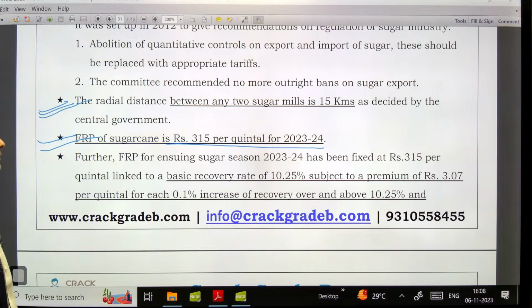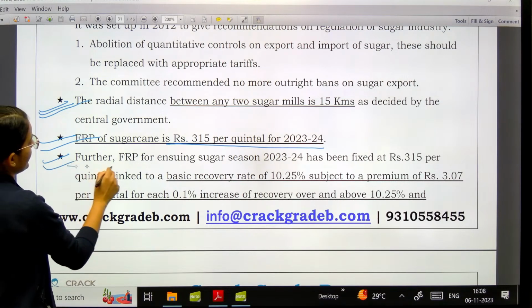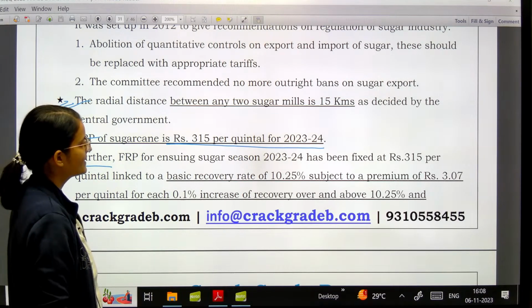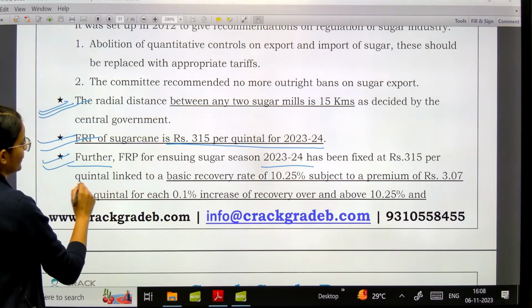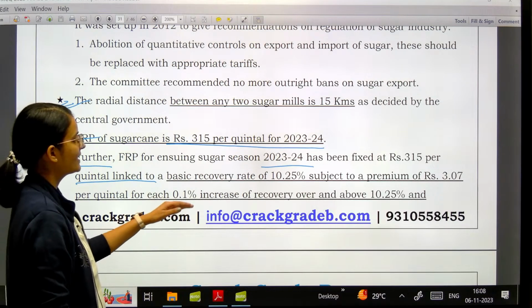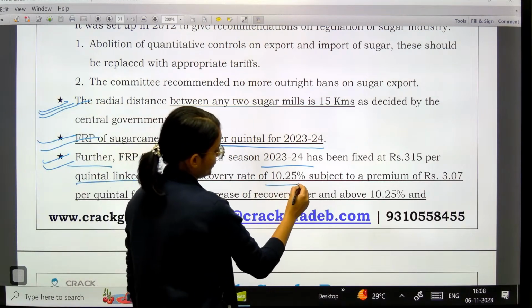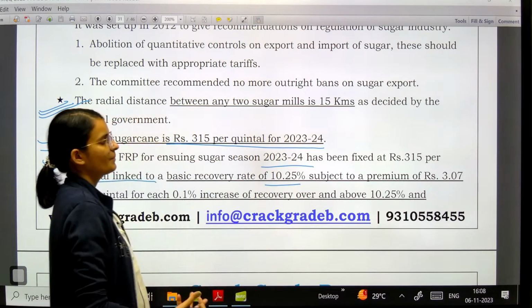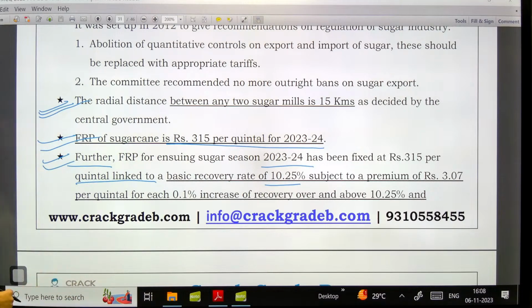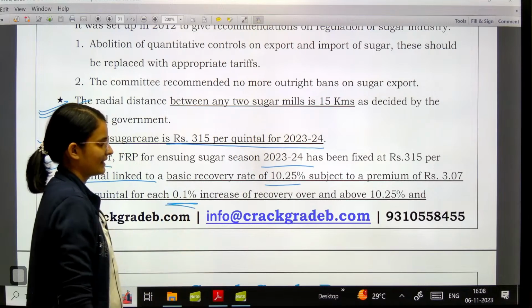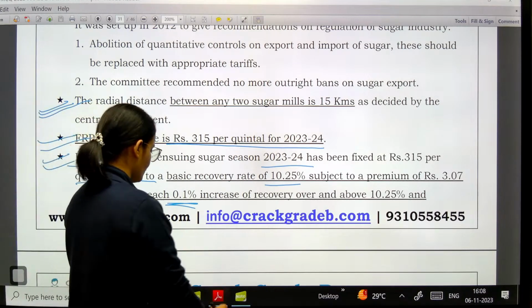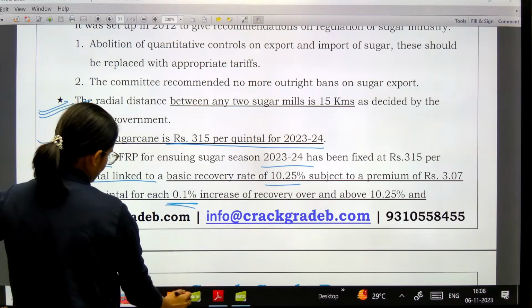Okay, per quintal. Further, FRP for the ensuing sugar season 2023-24 has been fixed at 315 per quintal, linked to a basic recovery rate of 10.25%, subject to a premium of rupees 3.07 per quintal for every 0.1% increase. So what this basically means, let's understand that.